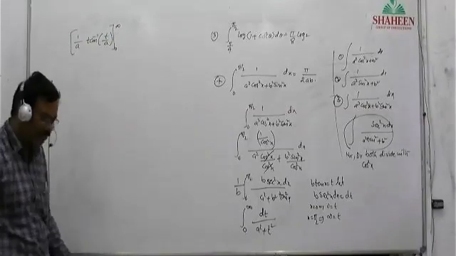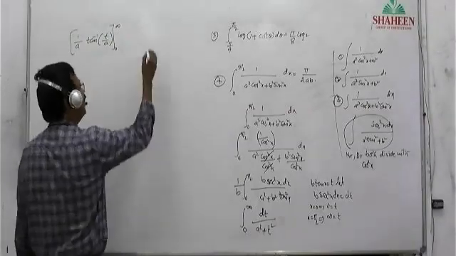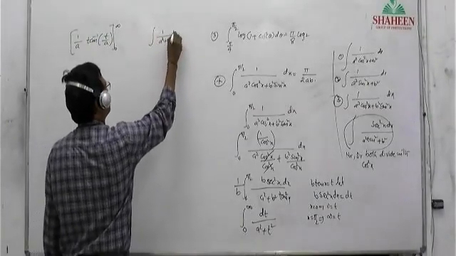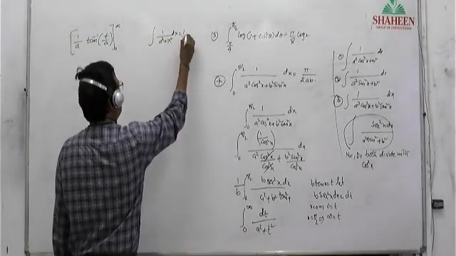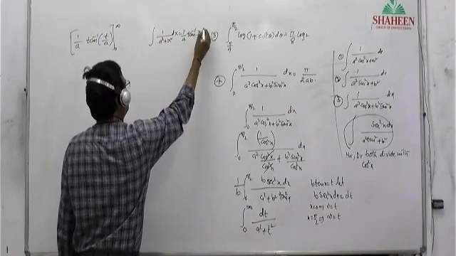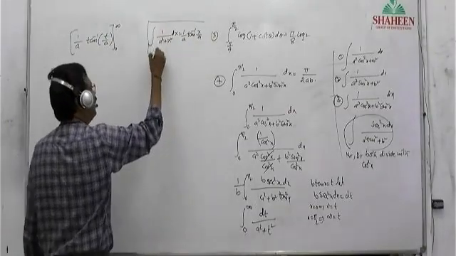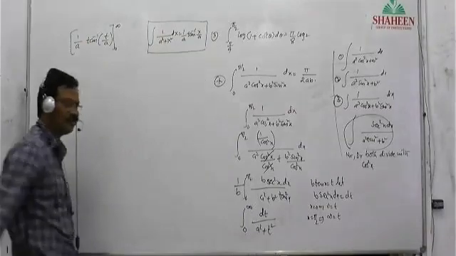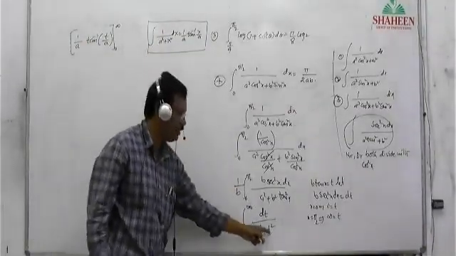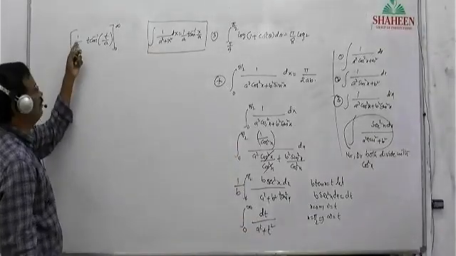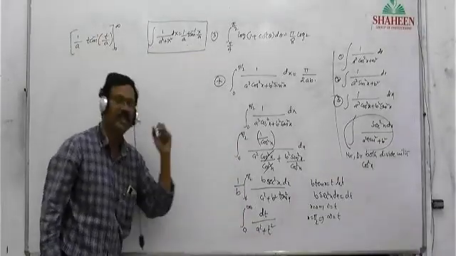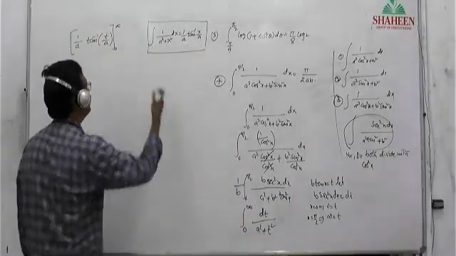Which formula did we apply? The integral of 1 by A square plus x square dx is 1 by A tan inverse x upon A. This is the indefinite integral formula, and it is an important formula. We apply it here with x as t: 1 by A tan inverse t upon A. Is it okay? But what about the limit 0 to infinity?